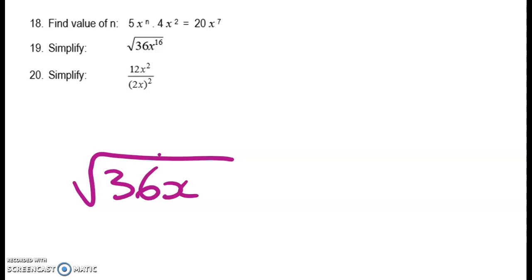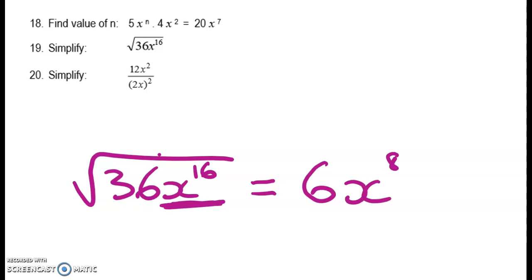We've got the square root of 36 times x to the power of 16. So the square root of 36 is 6. And then I have to ask, what's the square root of x to the power of 16 going to be? And it's x to the power of 8. Now I think I would put a couple of dollars on several of you having put x to the power of 4. Our brains want to do 4 because 4 is the square root of 16. But it doesn't work.